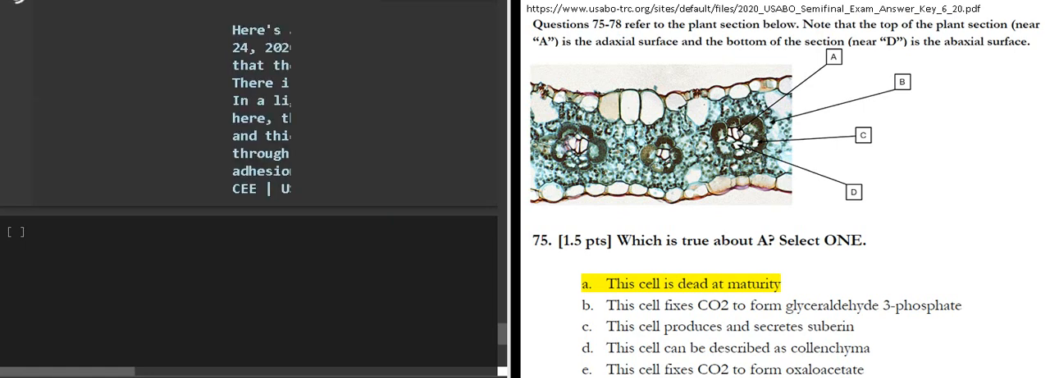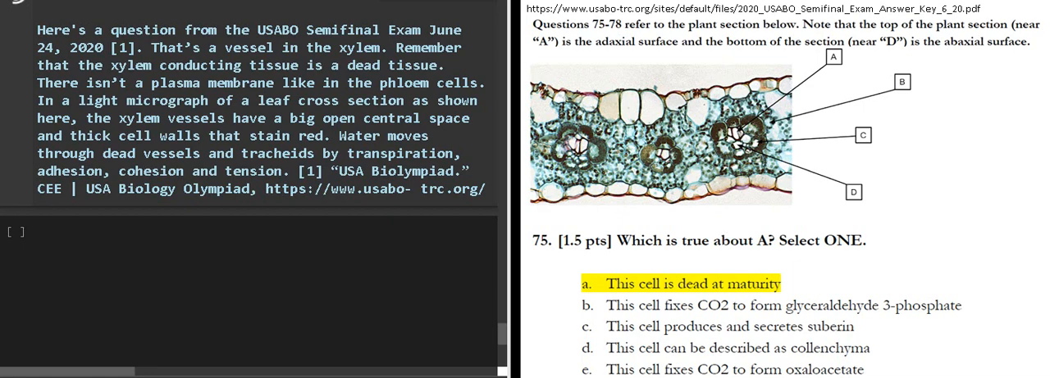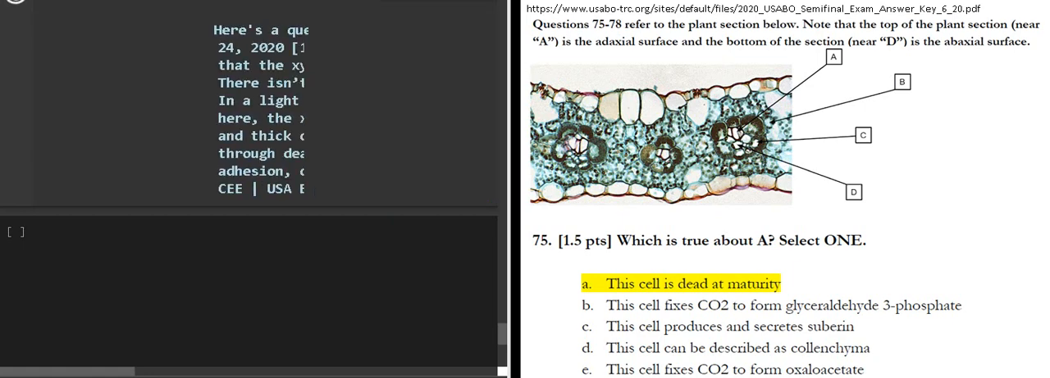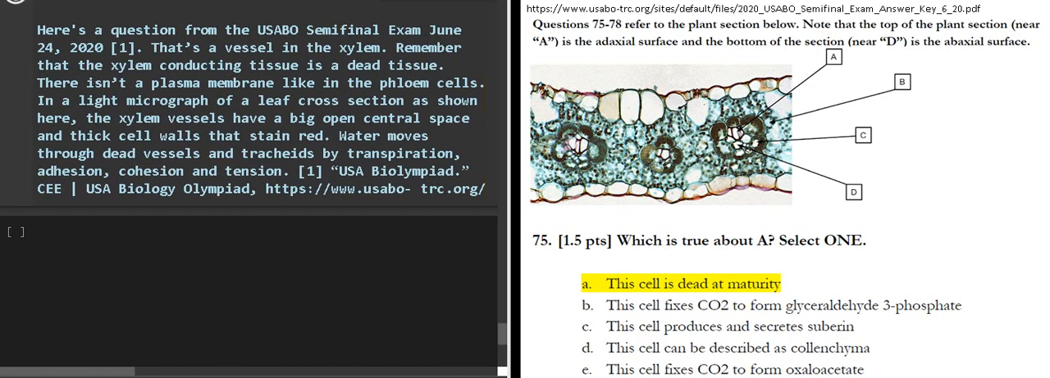Here's a question from the USABO semifinal exam June 24, 2020. That's a vessel in the xylem. Remember that the xylem conducting tissue is a dead tissue. There isn't a plasma membrane like in the phloem cells.